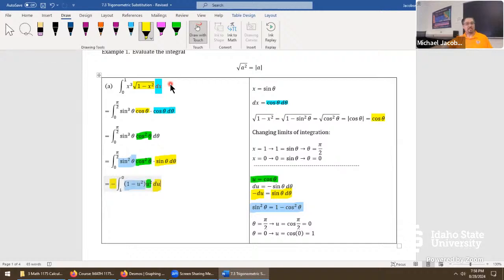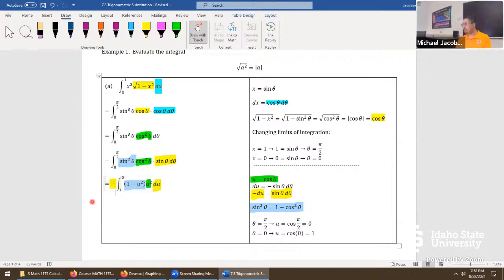So this was 7.3, trigonometric substitution. Turns into the last section we just finished, trigonometric integral. And then we wind it all the way down to a calculus 1 problem. And we will not undo any substitutions. From here to here is a great way to integrate.